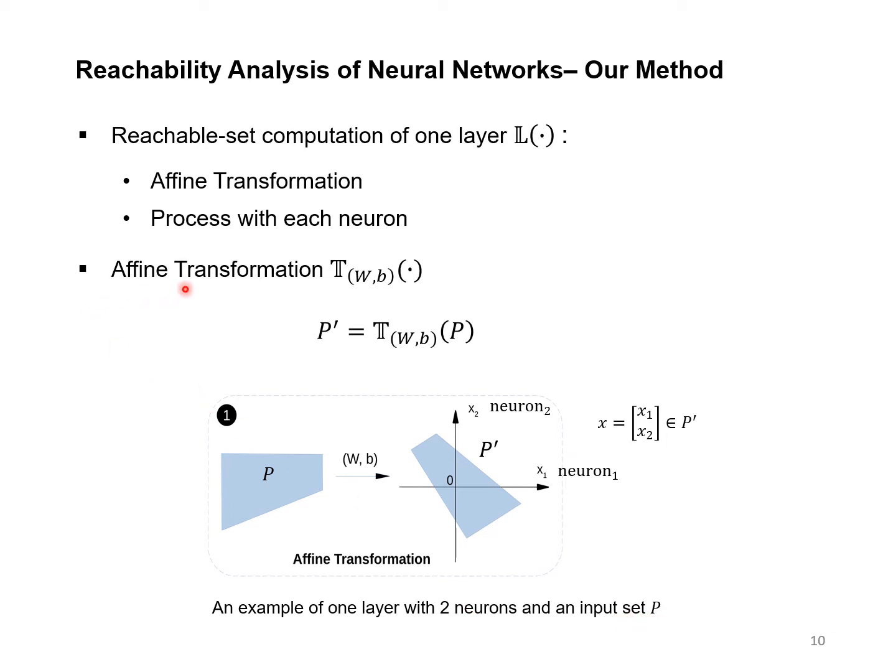For affine transformation, as we introduced in the previous slides, it only changes the value of vertices and the F matrix will remain the same. So this process is demonstrated in this figure. The P will be affine transformed by the weights and bias into a new set P dash. Here the X1 corresponds to neuron 1 and X2 corresponds to neuron 2.